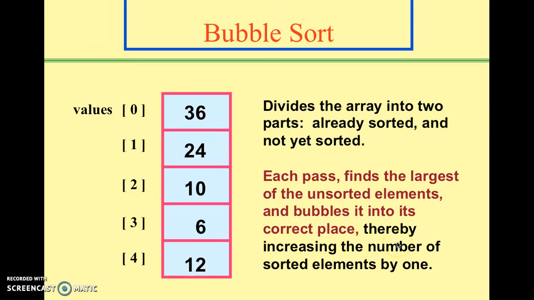And with each iteration through the unsorted array, the number of sorted elements increases by 1, and of course correspondingly the number of unsorted elements will reduce by 1. Okay, so let's show the mechanism to you.